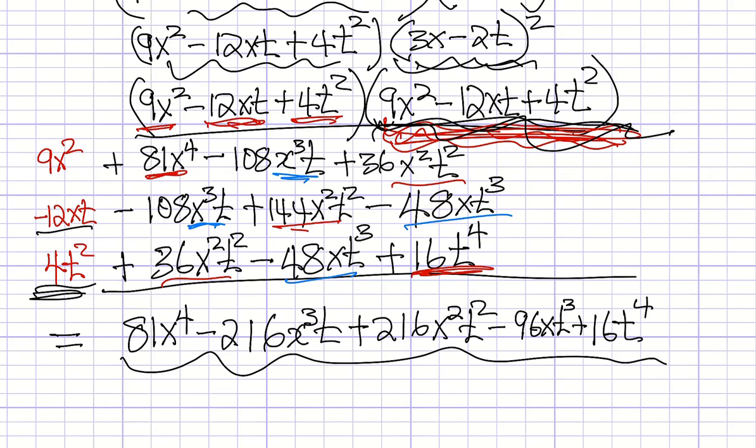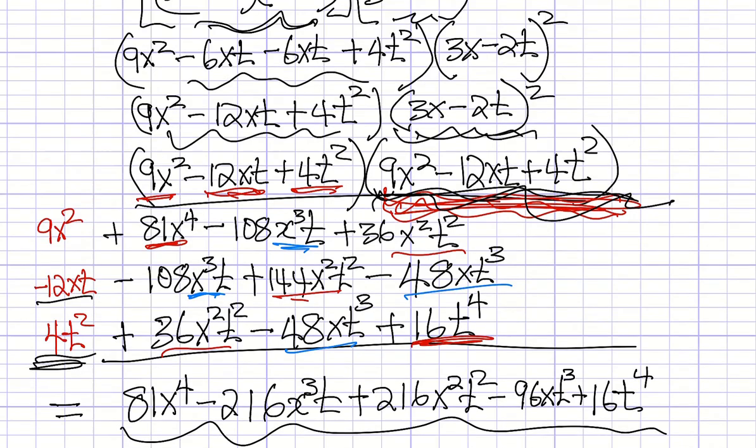If we didn't make any mistake, then it's correct. 81 raised to the power 4, negative 216 raised to power x raised to power 3t to the first power. Then 216 x raised to power 2t raised to power 2. And then negative 9. Yeah, I think we did it right. I believe we did it right. I don't see any mistakes.